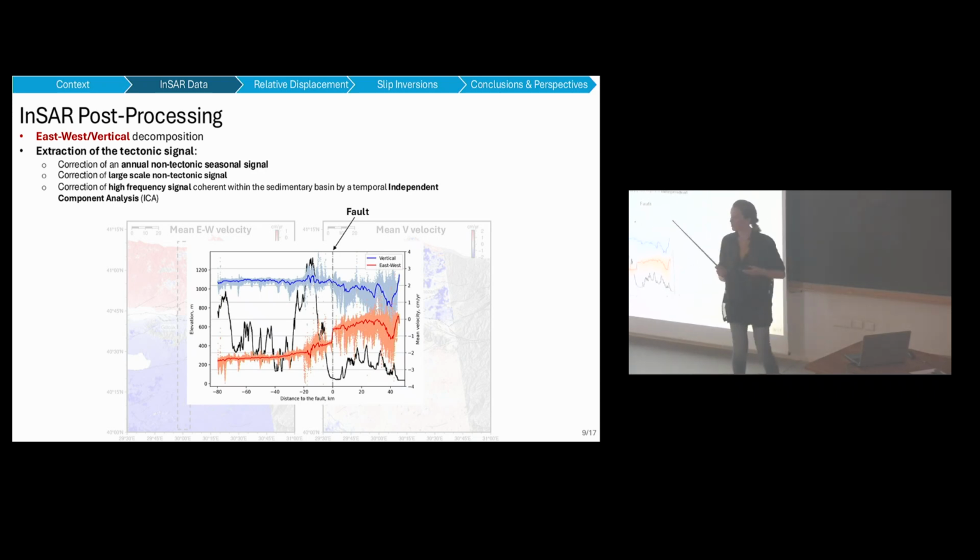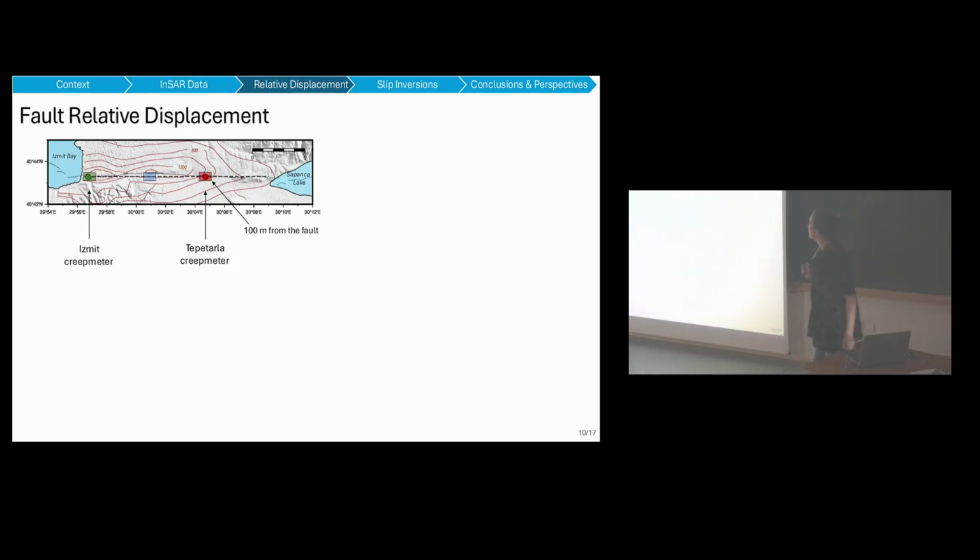To continue, we'll just use the east-west deformation. We apply an overcorrection just to remove the non-tectonic signals. And so now, what about the tectonic signal that we have? To see what is happening across the fault, we compute the fault-relative displacement. The idea is to take pixels from the north side and pixels from the south side. By subtracting both time series, we can obtain the cumulative relative displacement.